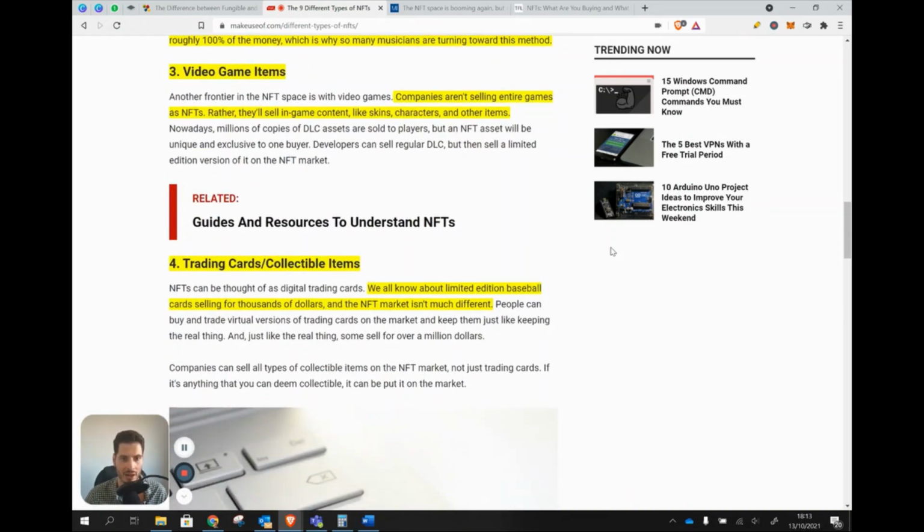Then we have trading cards and collectibles. NFTs can be thought of as digital trading cards. We all know about limited edition baseball cards selling for thousands of dollars, and the NFT market isn't so much different. So we have CryptoPunks and CryptoKitties where there are only 10,000 available and the collector wants to have as many as possible.